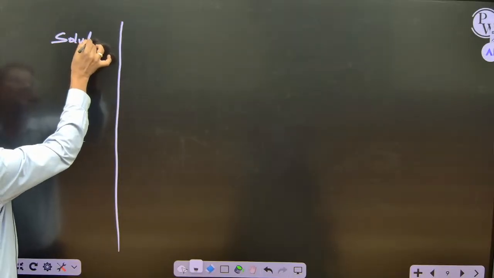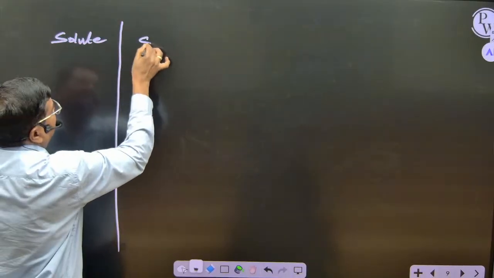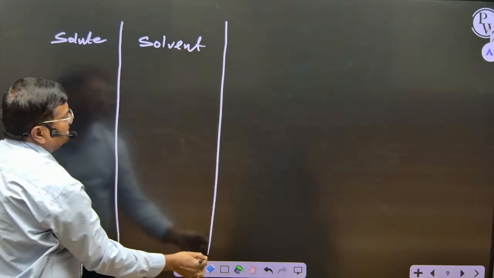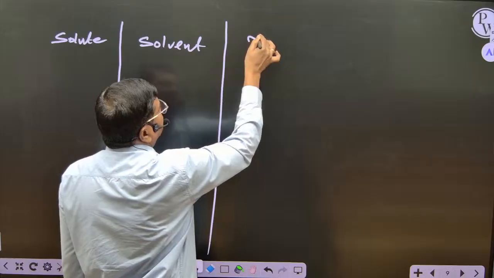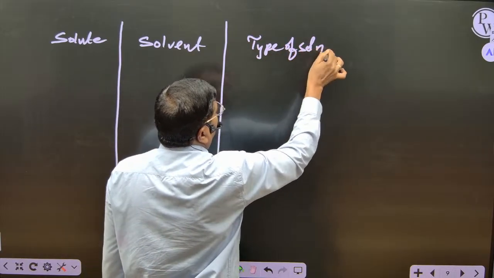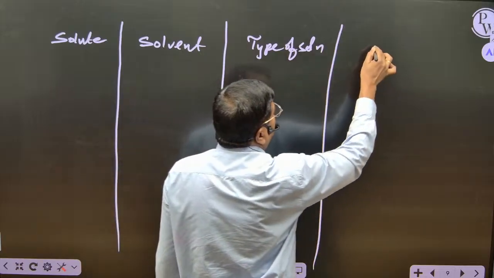Now make 4 columns here. First column you make for solute. Second column you write for solvent. Third column you write for type of solution. Fourth column you write for example.